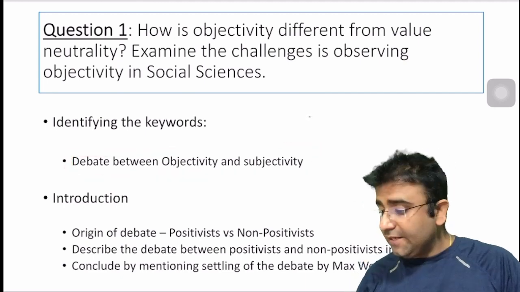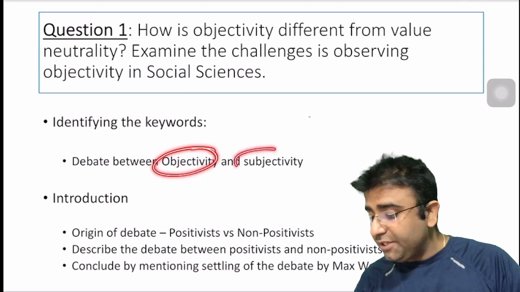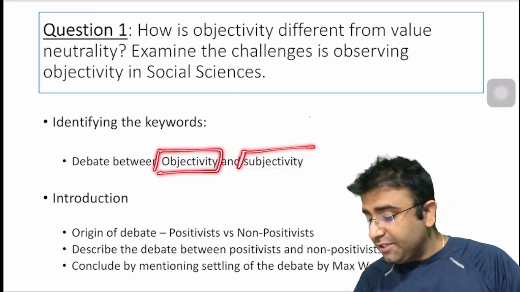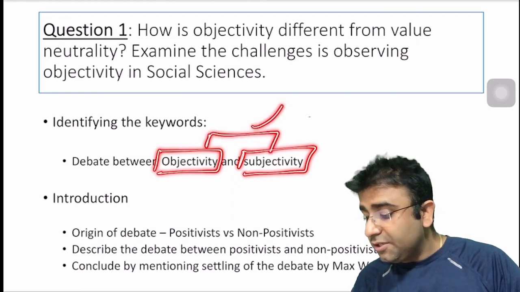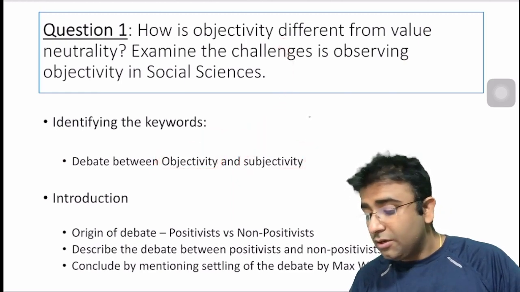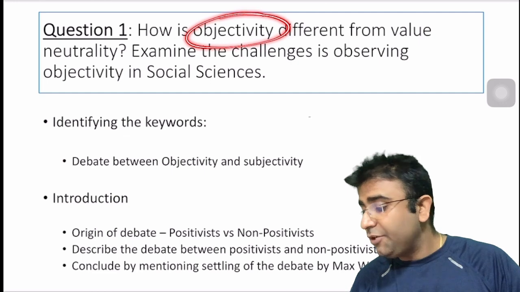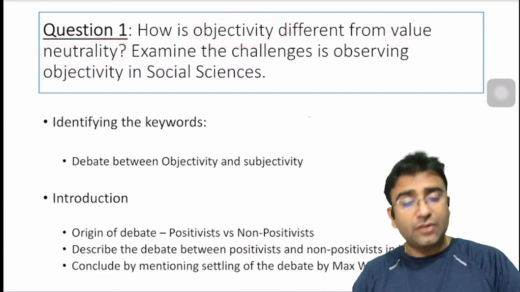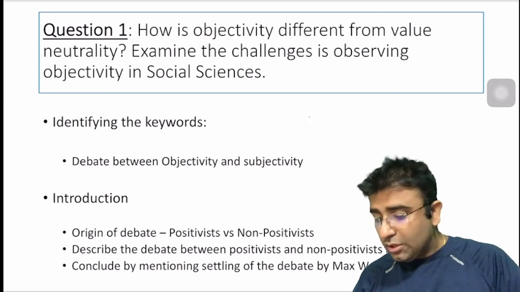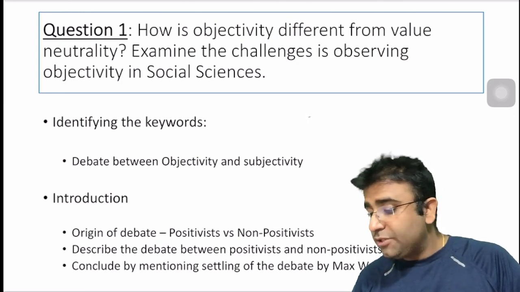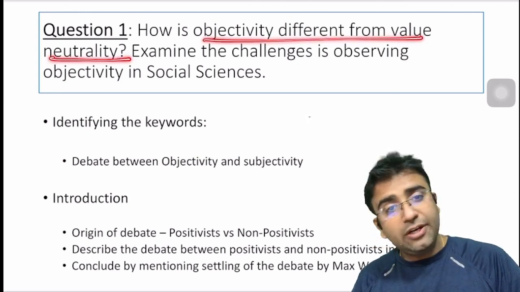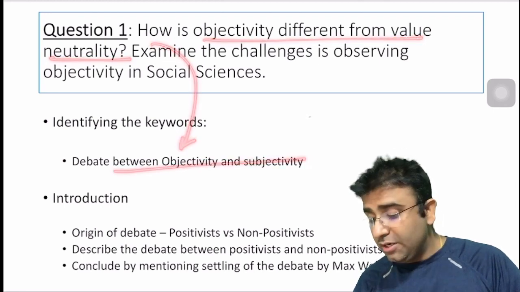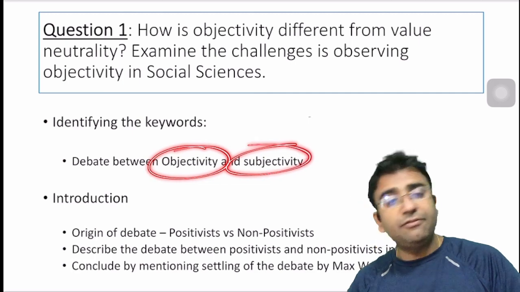Now this keyword is telling you that there is a debate in sociology, and that debate is between objectivity and subjectivity. This objectivity and subjectivity debate is resulting into the relationship between objectivity on one hand and value neutrality on the other hand. Are you getting my point? So the keyword is objectivity different from value neutrality, and where is it coming from? It is coming from the debate between objectivity and subjectivity.